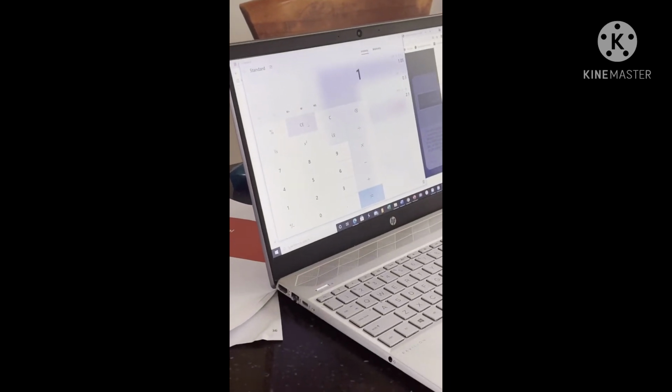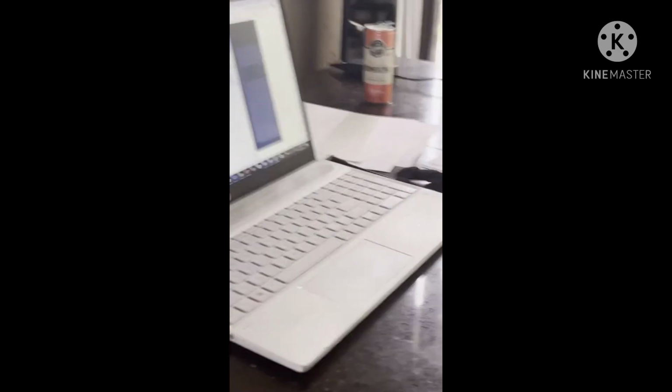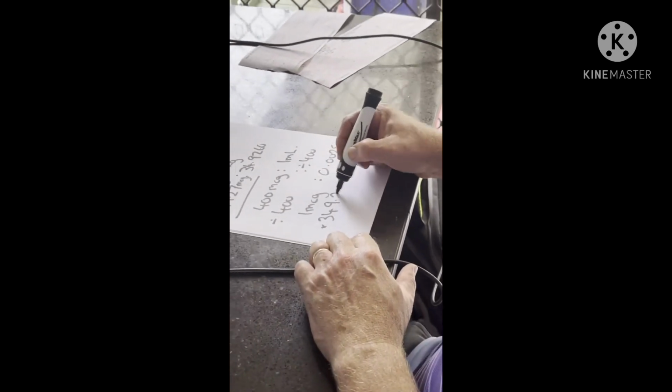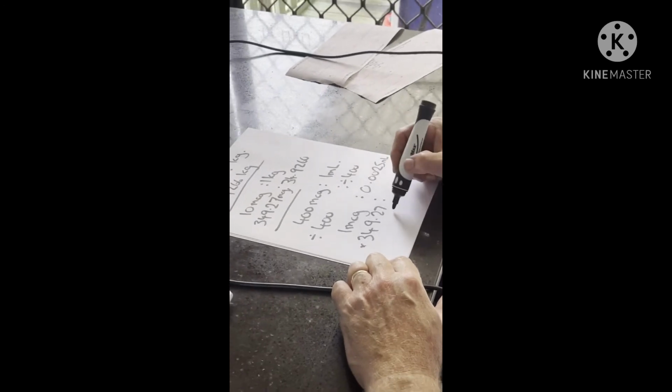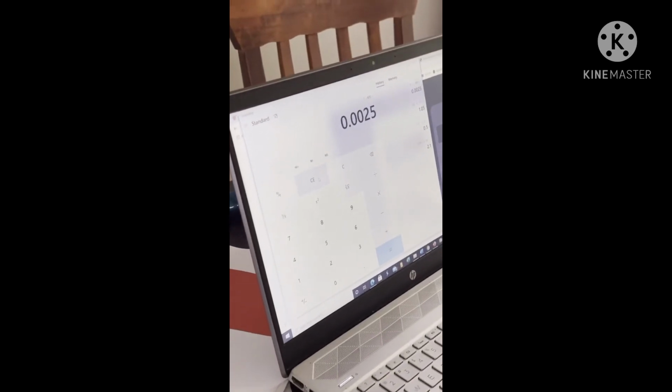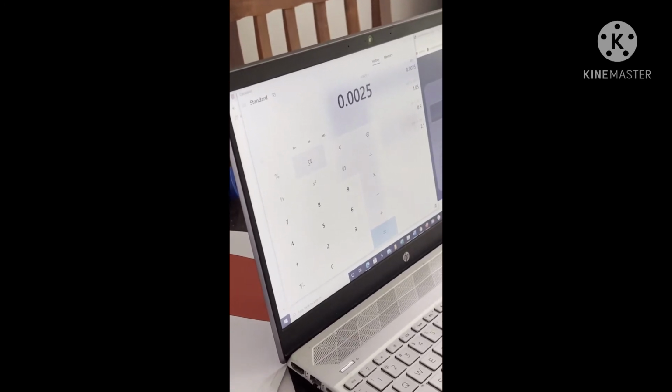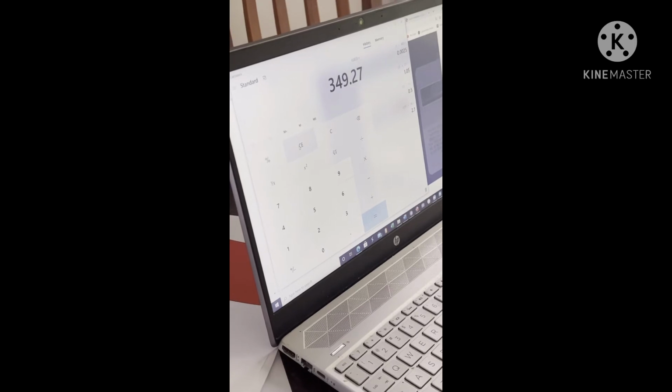where's my calculator gone? Back over here. Clear this. 1 divided by 400 equals 0.0025 mil. I then multiply this side by 349.27, so that's my dose, 349 micrograms, and so therefore 0.0025 multiplied by 349.27 equals, so that is 0.873175 mil.